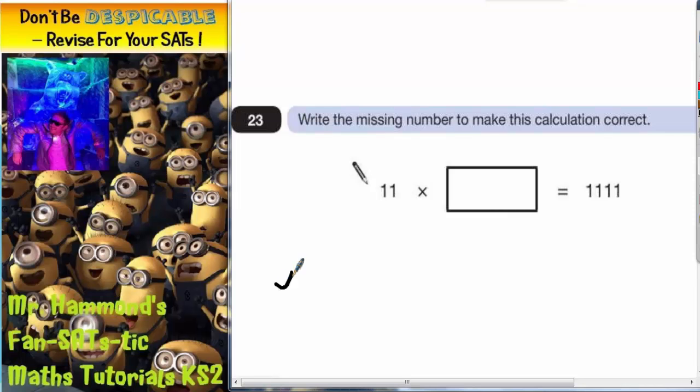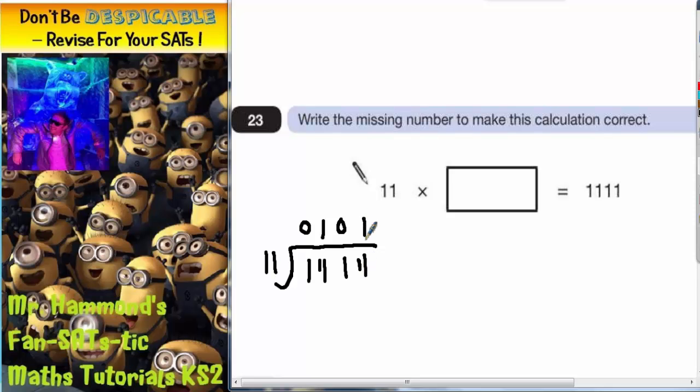So we could do a very simple bus stop method. Okay, so how many 11s go into 1? Well, it won't go. But I haven't used this 1 yet, so I'll carry it across to make 11. How many 11s go into 11? It's 1, with nothing left over. So how many 11s go into 1? That's none again. But I haven't used this 1, so I'll carry it over. And now we've got 11 again. How many 11s go into 11?